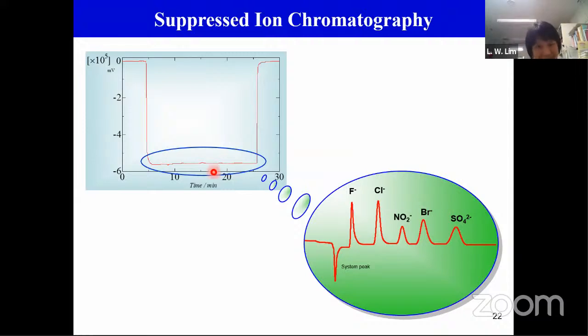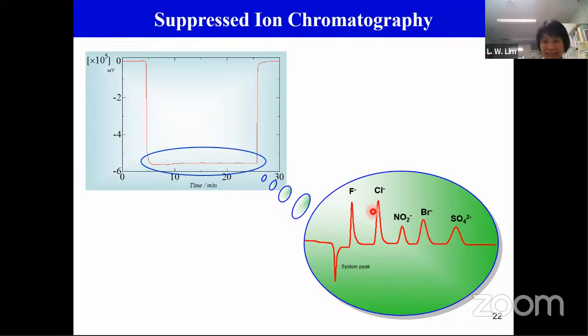This happens when you need a certain eluent to separate something, but the background of the eluent is very high. So that's why we use a suppressor to suppress the background first like this. Then, at the low background noise, we can do the separation. And when we finish, we just turn it off and the suppressor will go up again. This is just one example.